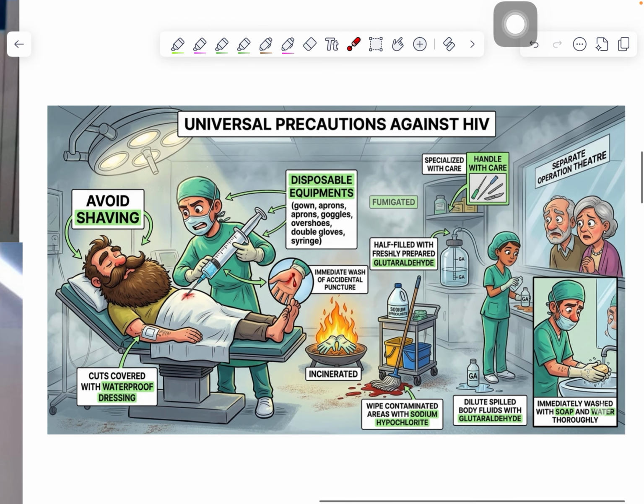Now this is the story and associations with the entire scenario. He has got a lot of beard and mustache, because we avoid cleaning, we avoid shaving in HIV patients before surgery. So this is the story.